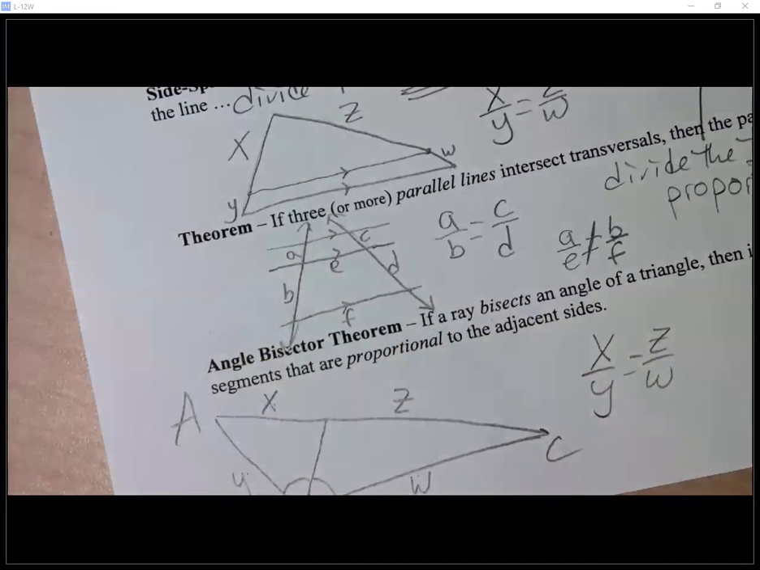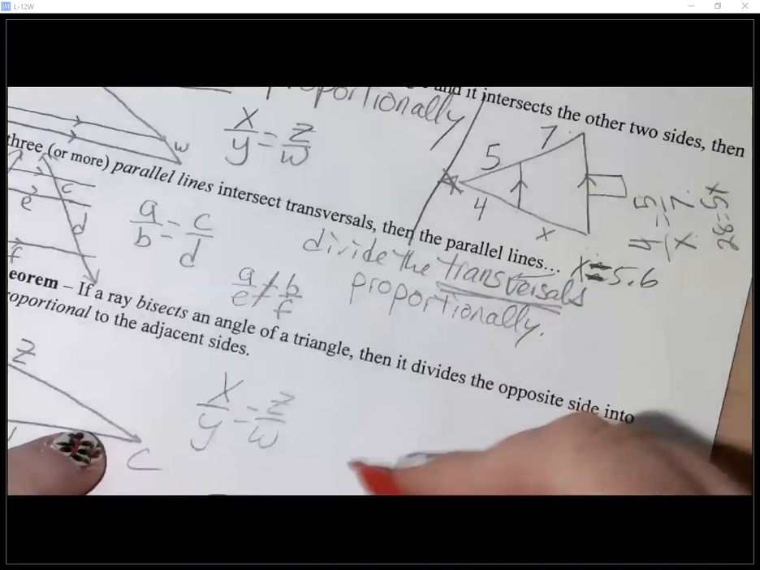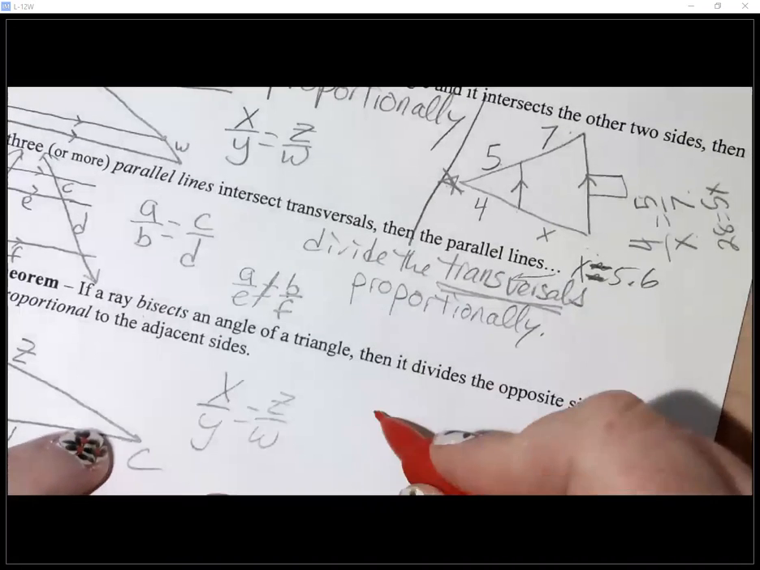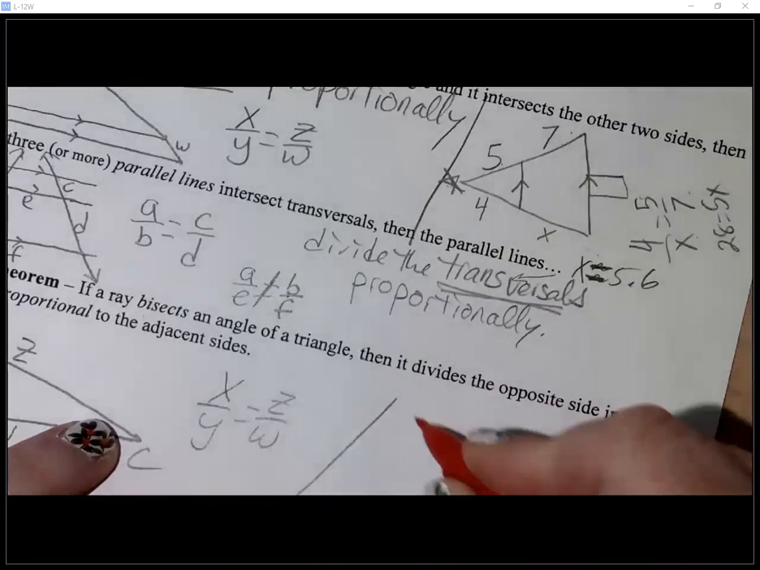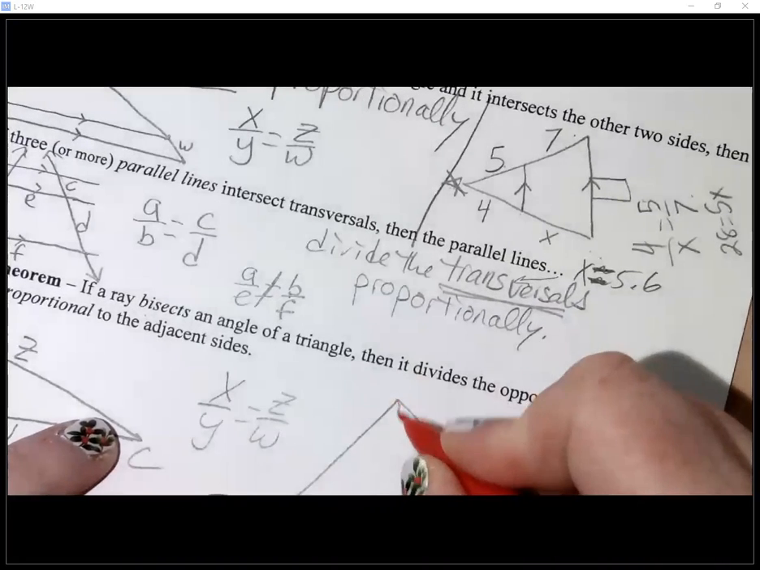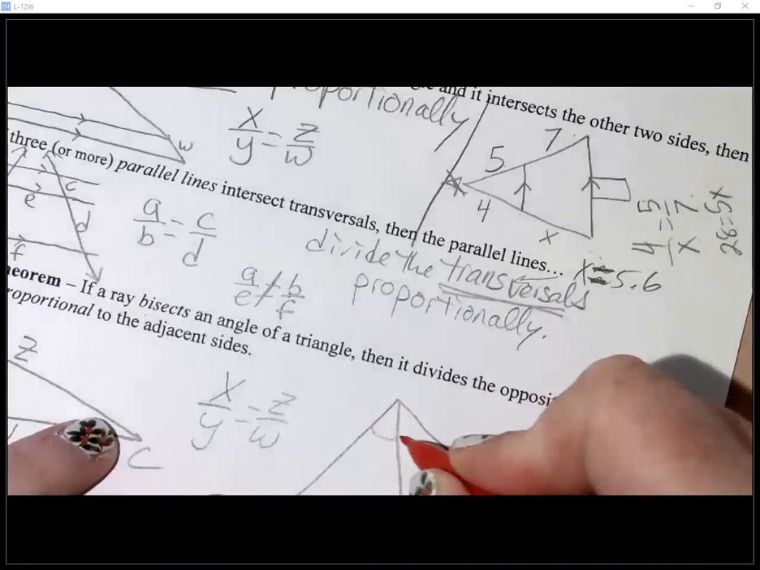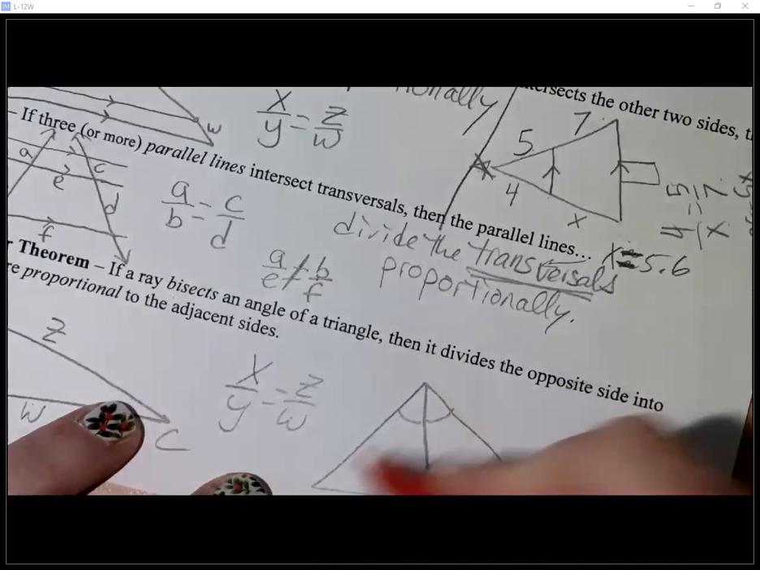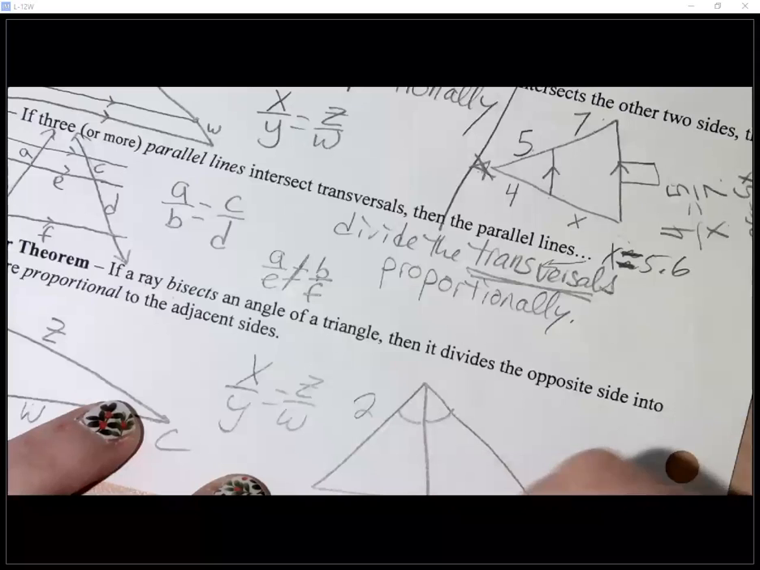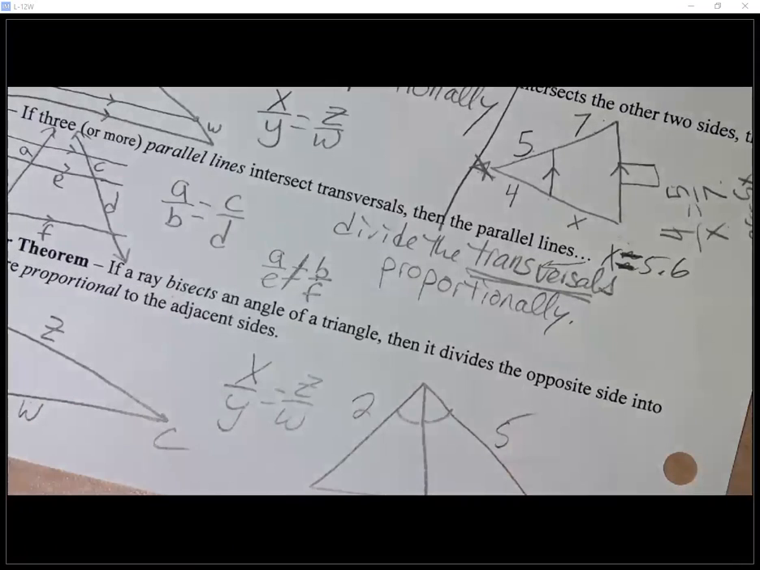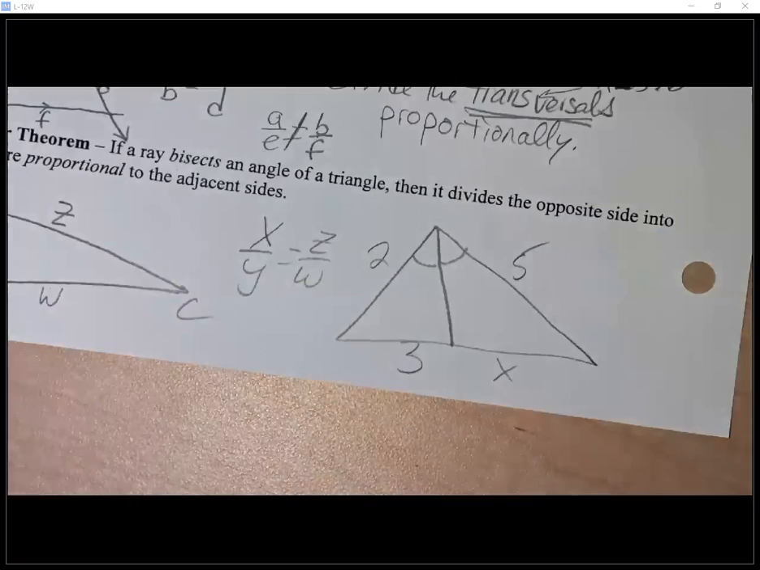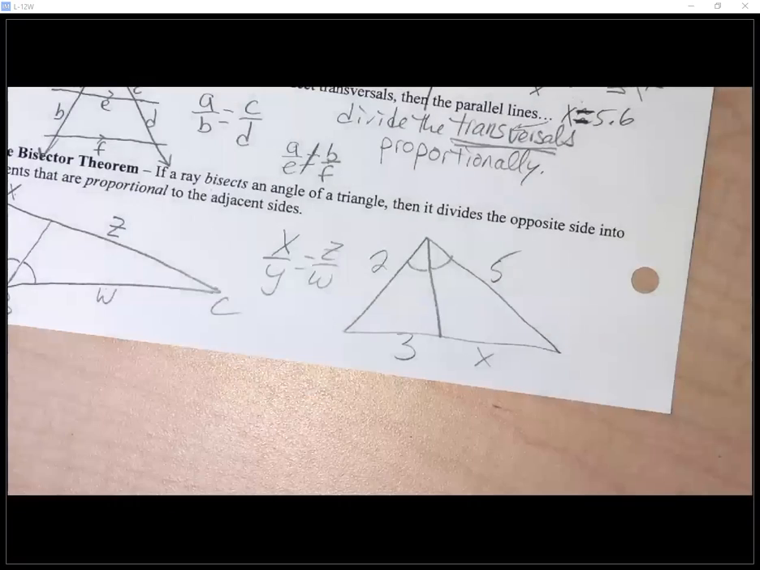So let me give you an example of something like this. So say we did something like this. Let's say here was my angle bisector. And then I gave you numbers like, I don't know, 2, 3, X, 5. If you are trying to solve this for X and trying to figure out, well, what's the right proportion? What over what equals what over what?